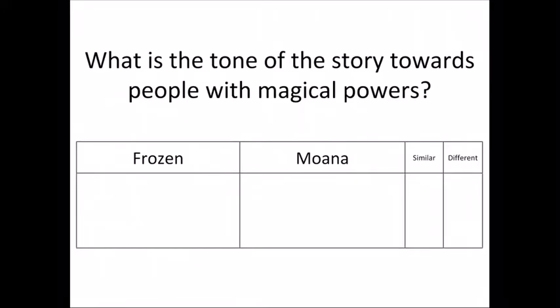So, teacher, I would pause the video now. Go ahead, take time to write. What is the tone of the story towards people with magical powers? Go. All right. You're going to meet with a partner now. When you meet with a partner, if they have something different than what you wrote for the tone of the story towards people with magical powers, you're also going to include their idea. All right? Go.